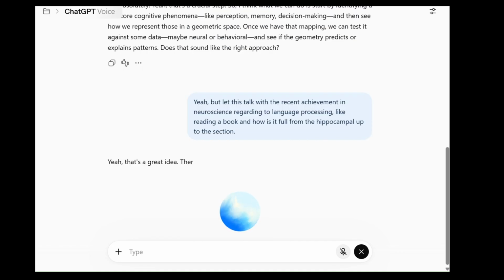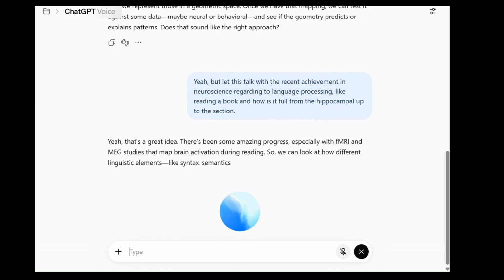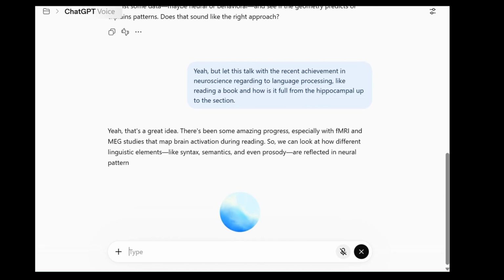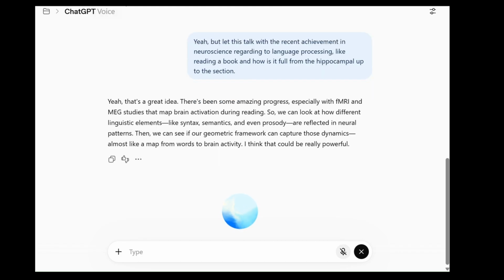Yeah, that's a great idea. There's been some amazing progress, especially with fMRI and MEG studies that map brain activation during reading. So we can look at how different linguistic elements like syntax, semantics, and even prosody are reflected in neural patterns. Then we can see if our geometric framework can capture those dynamics, almost like a map from words to brain activity. I think that could be really powerful. So how can we map the geometry of cognition to cognitive neuroscience in this specific topic?